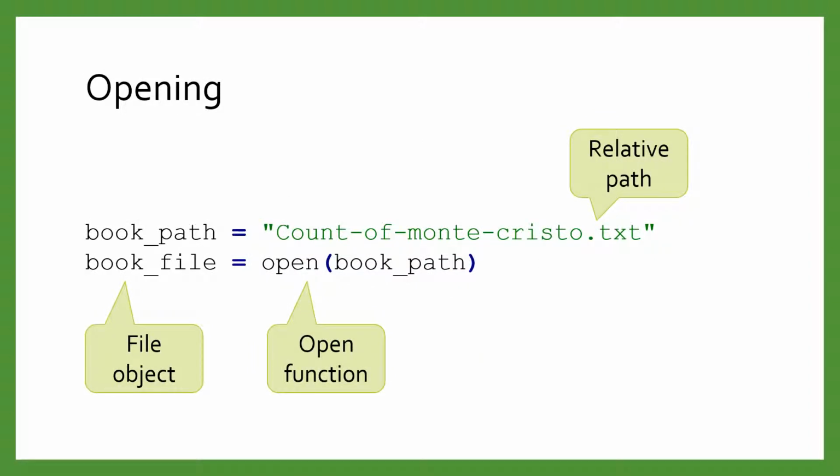Before you can access a file, you must explicitly open the file using the open function. This function consumes the path to the file as a string and returns a file object. Typically, we store this file object into a variable.